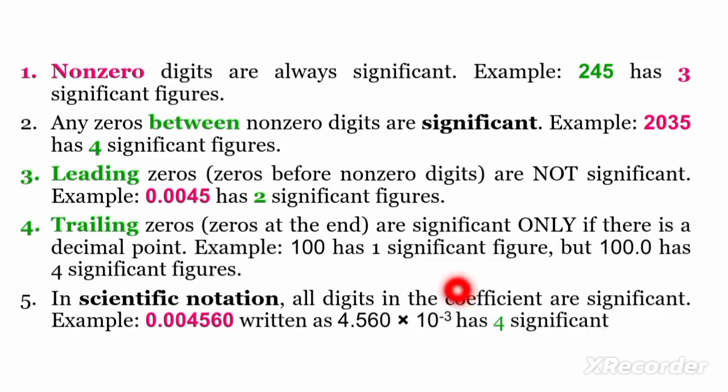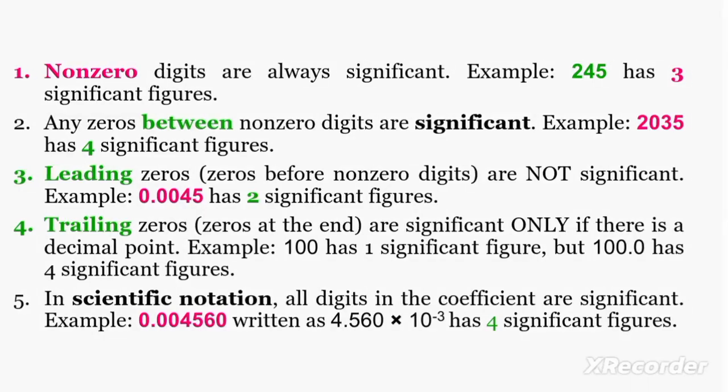For example, 0.004560 written as 4.560 times 10 to the power negative 3 has four significant figures. Okay, so these are the rules that we need to consider when counting the number of significant figures. Now let us come back to our question.